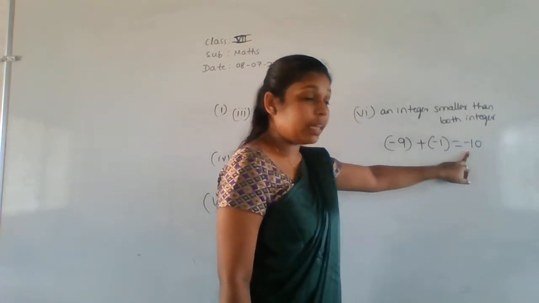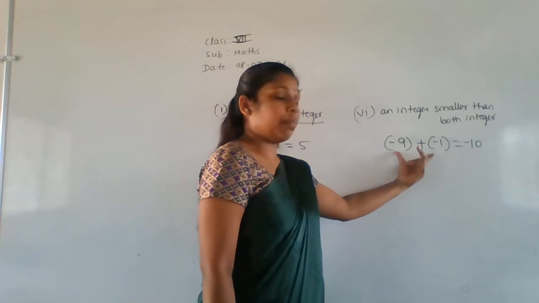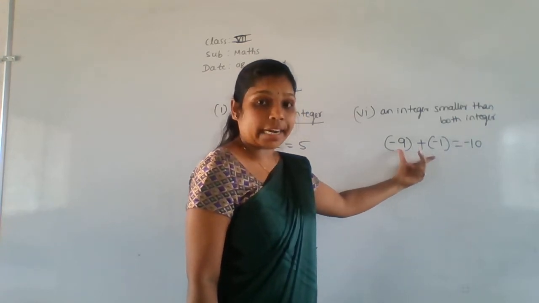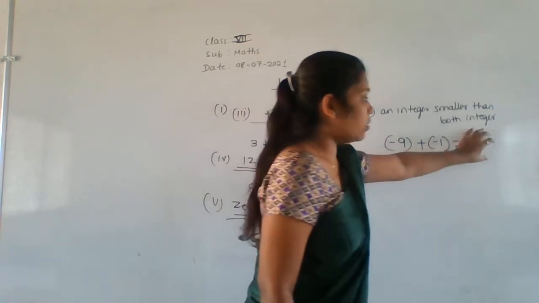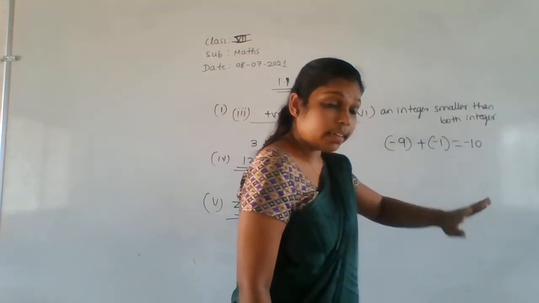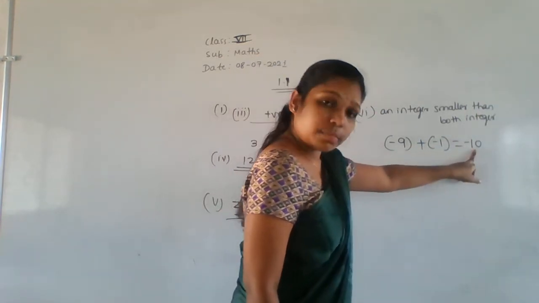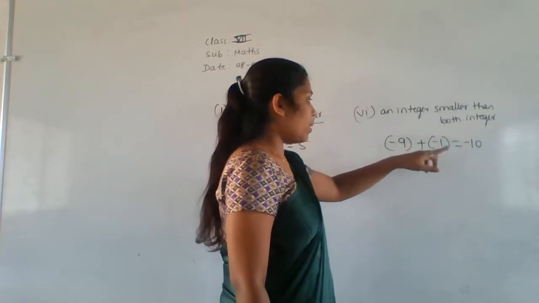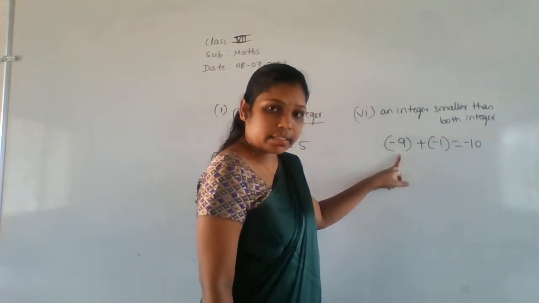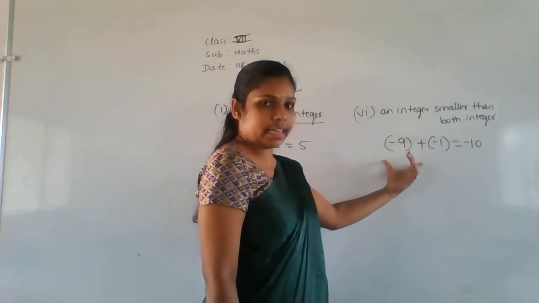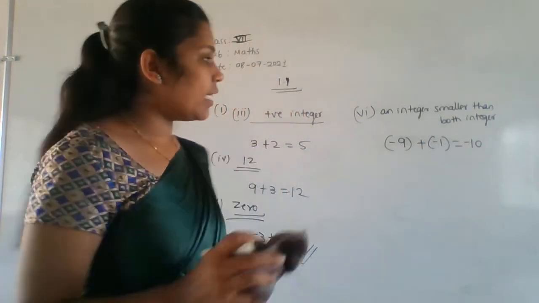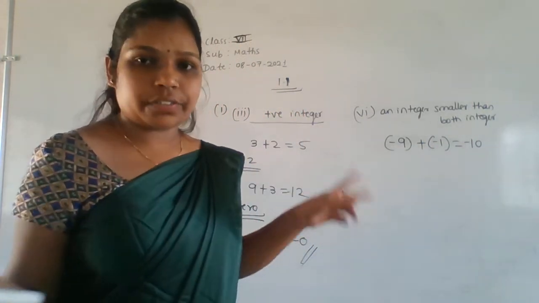This answer should be smaller than these two numbers. Like that we have to write the numbers. Yes, obviously, minus 10 is smaller than minus 9 and minus 10 is smaller than the minus 1. So for that reason we can take these two values. So take any two negative integers, you will get the answer.